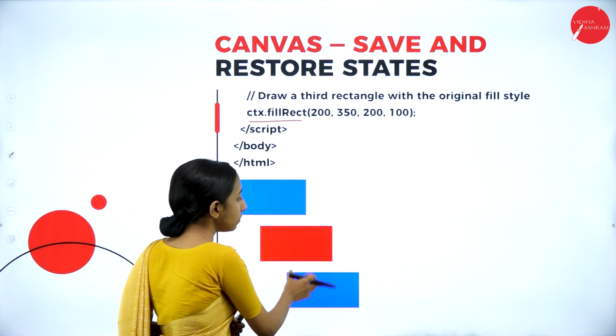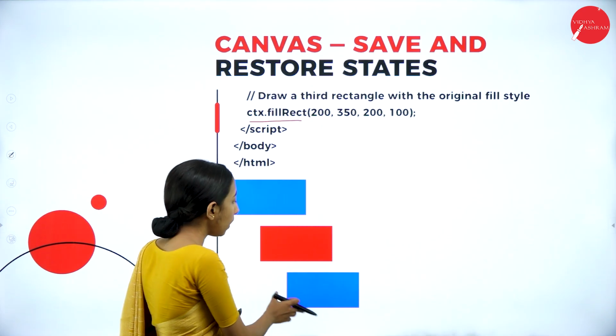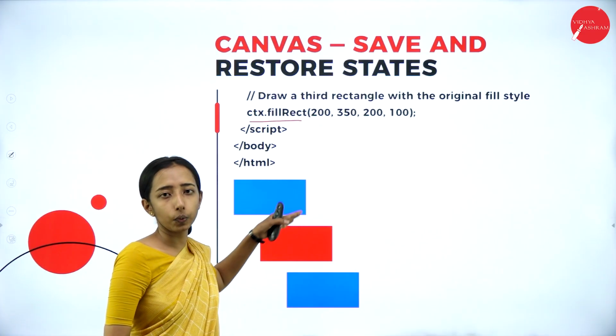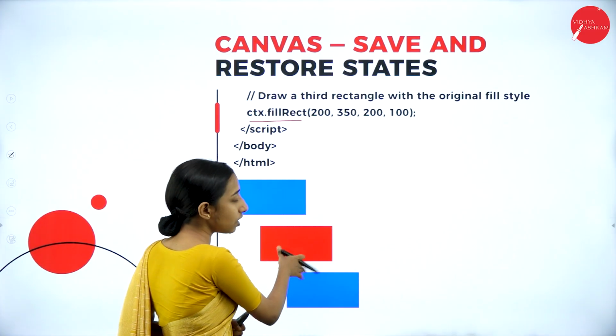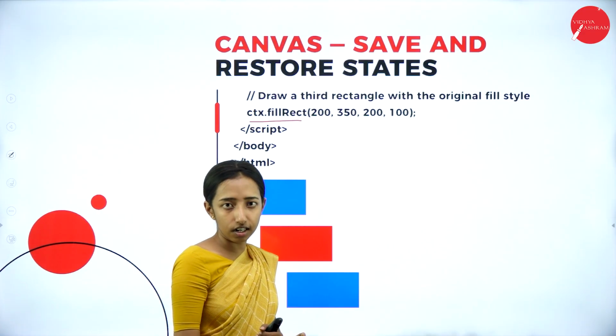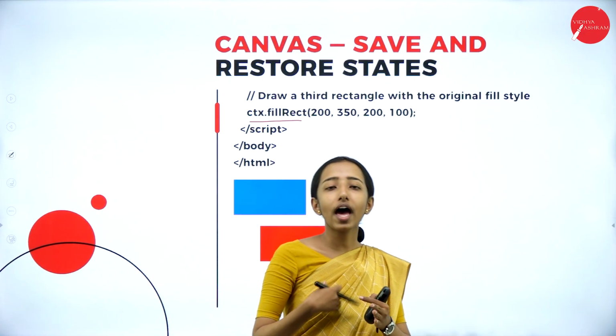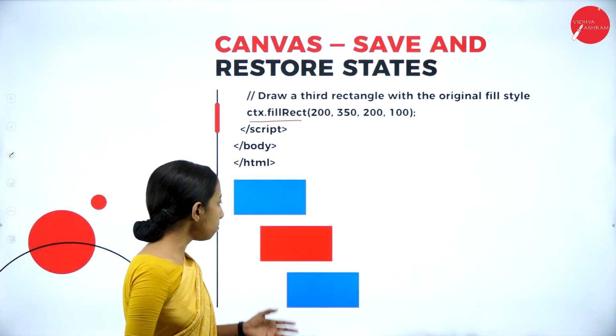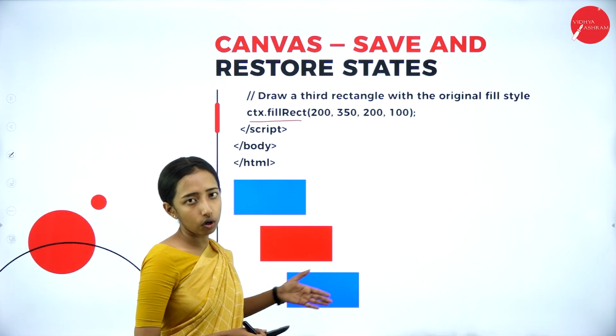So when the restore method is called, it restores the original thing that we created. In the middle we changed the color to red with the fill style, and we called the restore method. So it will again have the same color as the original we had.